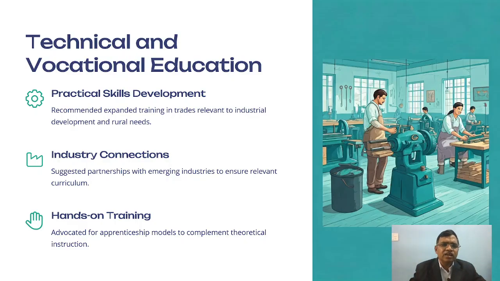So practical skill development: they want to expand things related to trade, to industrial development, with the rural needs. Then industry connections. So ensure that the curriculum should be matched with the industry demands. So they advocated the apprenticeship. This model came through the Hartog Committee only.